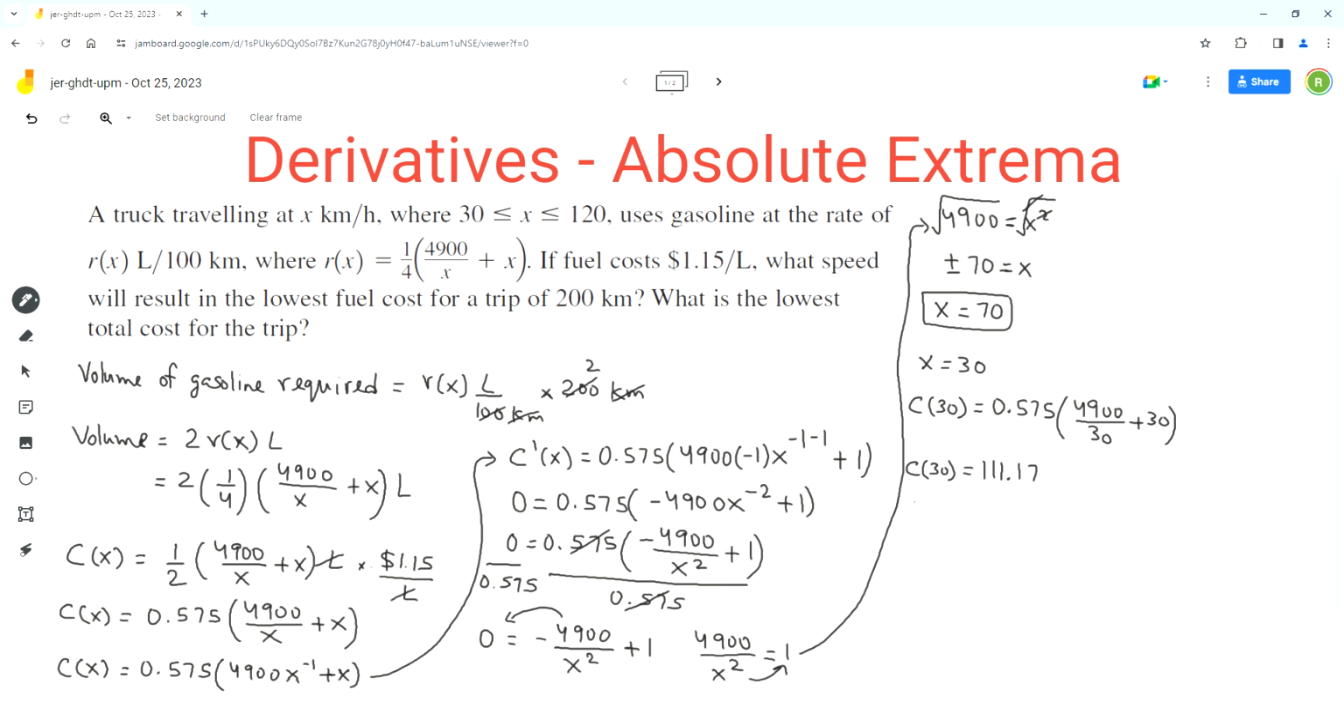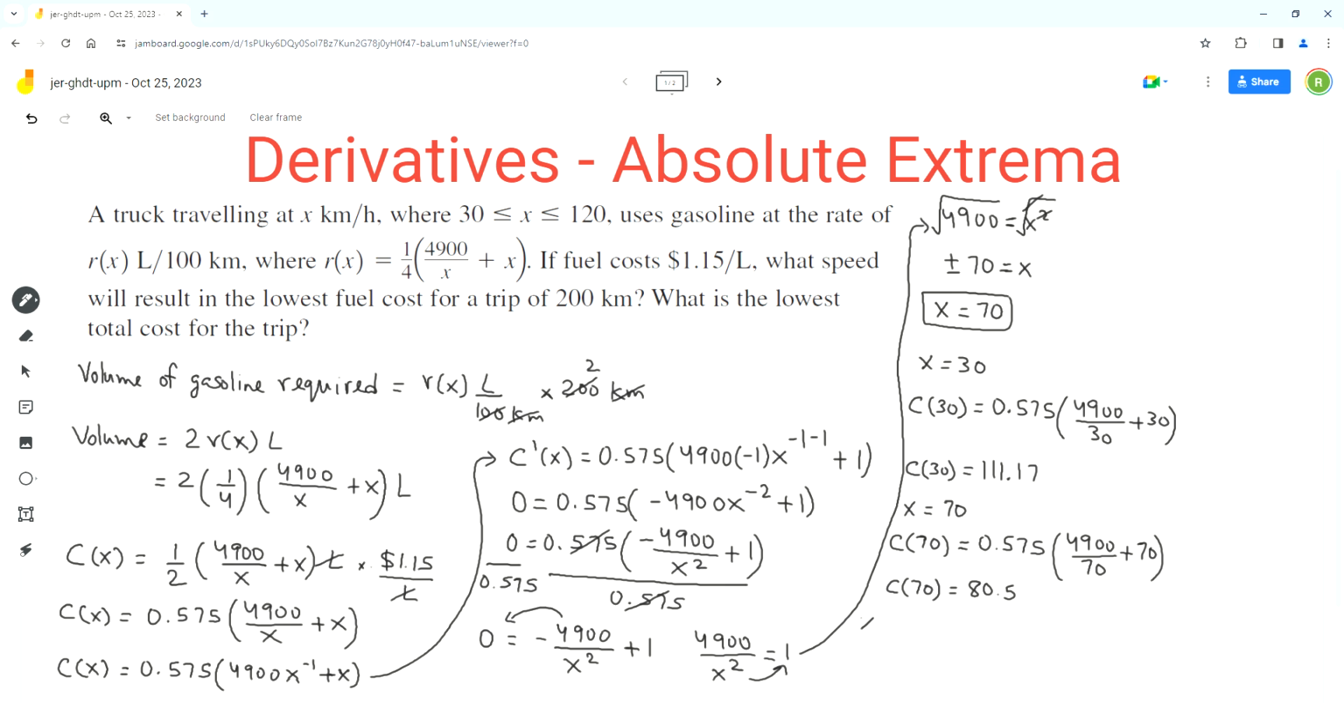Now the next x value we should analyze is x equals 70. So we'll sub in x is 70 in this cost function. So C at 70 equals 0.575 and then (4900 over 70 plus 70). Now we can evaluate this expression. So C at 70 is equal to, first we can simplify the terms in the parentheses: 4900 divided by 70 and then plus 70 and then times 0.575, which is equal to $80.5.